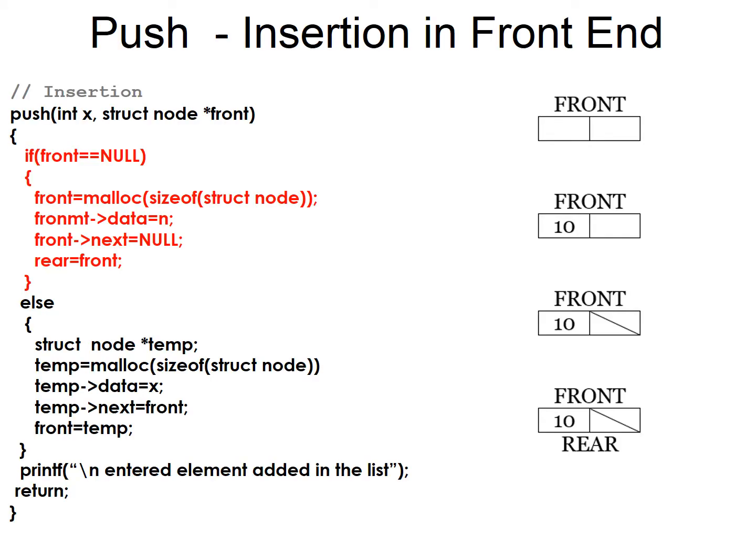So push is going to perform an insertion in the front end. Usually in a queue, the front end is used for deletion, but in a double-ended queue we use a function called push to insert an element in the front end. So the operation is the same.